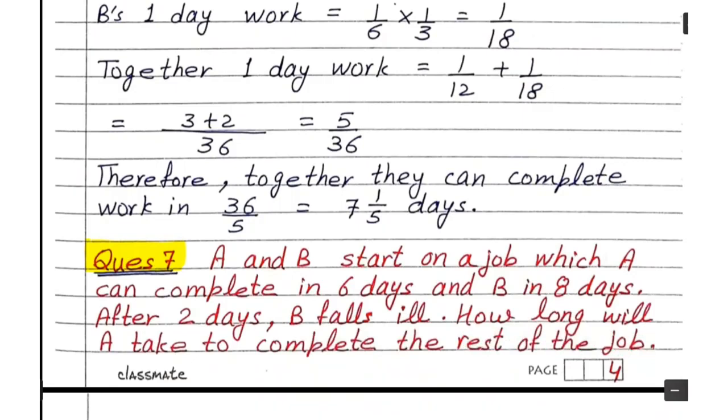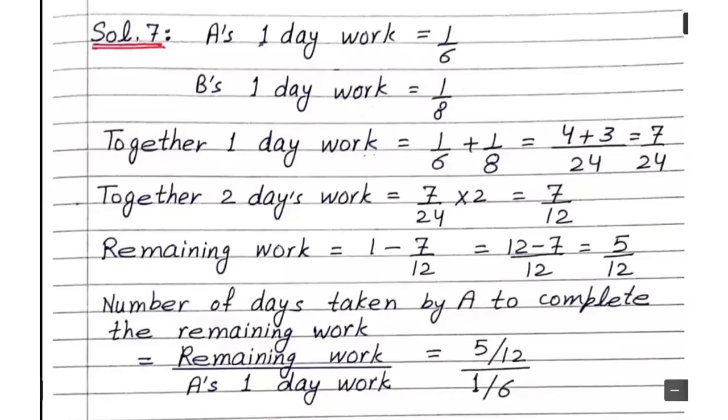Here, A's one day work will be 1/6. B's one day work will be 1/8. Now, we have to find together one day work. And after that, we will find together 2 days work. And then we analyze how much work is left, right? So let us see how to solve this.